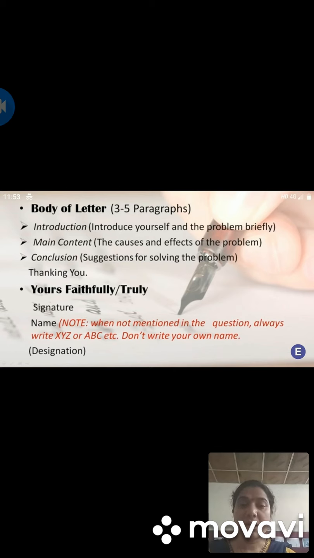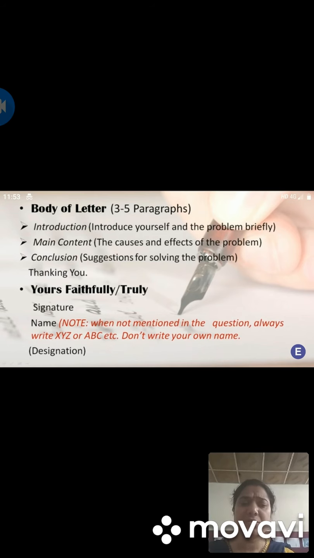So here it is written that if these details are already given in the question, sometimes it is given, suppose you are Suhani Thakur of Officers Colony, Patiala, then you have to mention your name as Suhani Thakur only. You do not write your own name. And suppose in the examination it is written, suppose you are XYZ of ABC Colony, so you will write your name as XYZ only. So this is very important in letter writing.